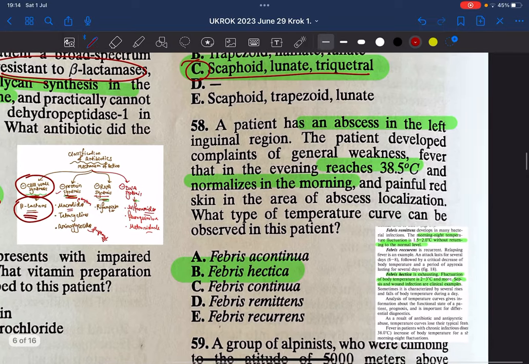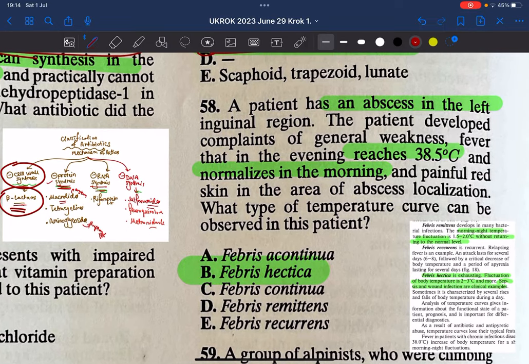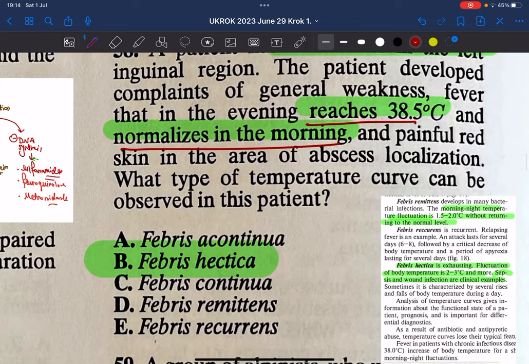We have an abscess in the left inguinal region, and they have a fever that reaches 38 and normalizes in the morning. So for me, this is febris hectica. This is like fluctuation of body temperature 2 to 3 Celsius and more. So the body temperature increases and then decreases. Sepsis and wound infections are clinical examples.